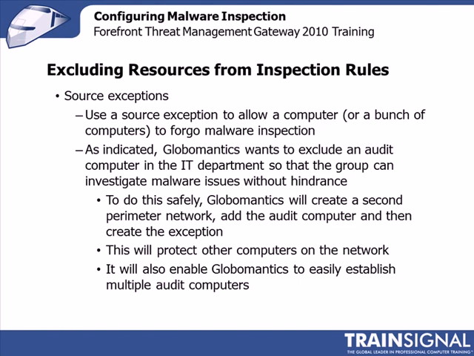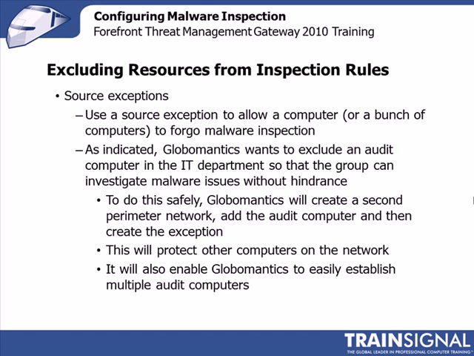As I indicated before, GlobalMantics wants to exclude an audit computer in the IT department so that the group can investigate malware issues without any hindrance from the Threat Management Gateway rules. To do this safely, GlobalMantics will create a second perimeter network, add the audit computer, and then create the exception. This will make sure that the other computers on the network remain protected even while IT can do its security job. And will also allow GlobalMantics, if necessary, to easily establish multiple audit computers if it becomes necessary.